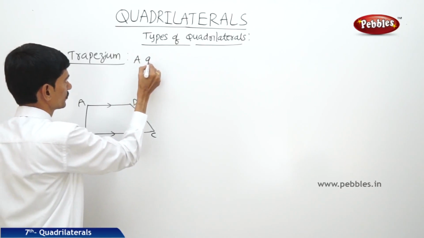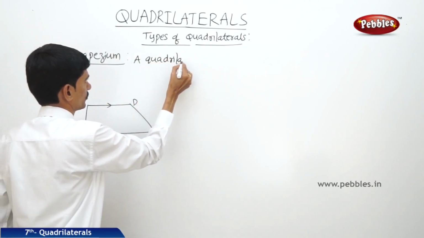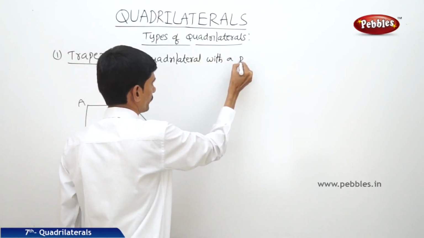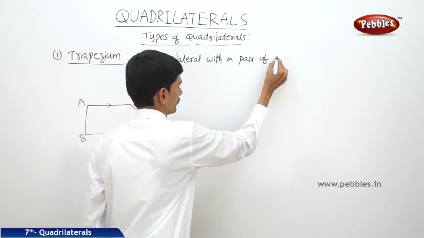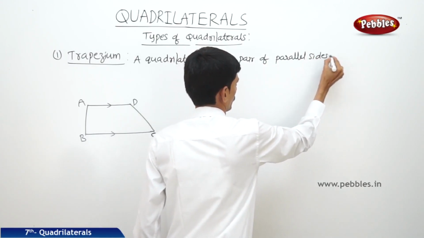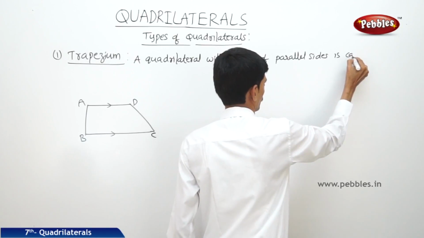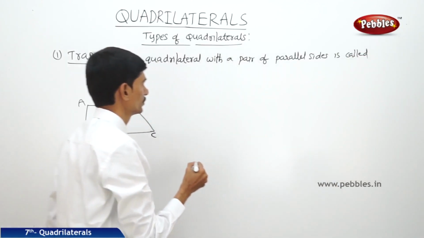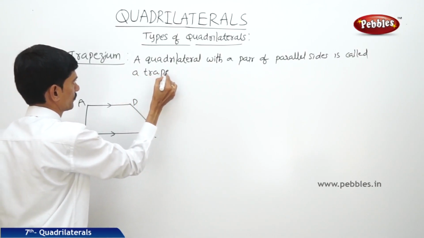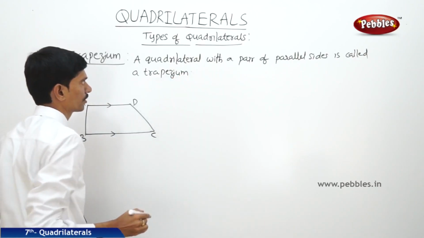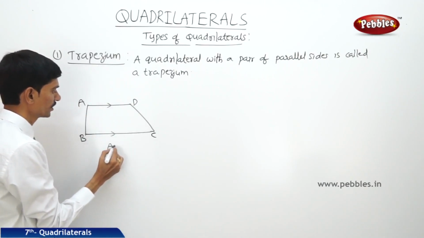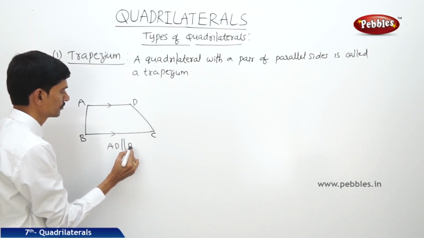So a quadrilateral with a pair of parallel sides is called a trapezium. A quadrilateral with a pair of parallel sides is called a trapezium. So in this trapezium ABCD, here AD is parallel to BC.